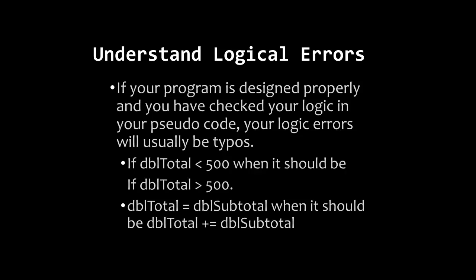If your program is designed properly, like I said before, and you have checked your logic in your pseudocode, your logic errors might be just simply typos. Instead of doing if less than 500, or you might type in less than 500 when it should have been greater than 500, and all of a sudden your condition doesn't work, okay? Or see what I have here, DBL equals DBL subtotal when it should be plus equals subtotal. These are all easy little things, fat finger things. The program will compile. It's not a syntax error. It understands that language that you wrote, but the results would be different based upon writing these two statements incorrectly.